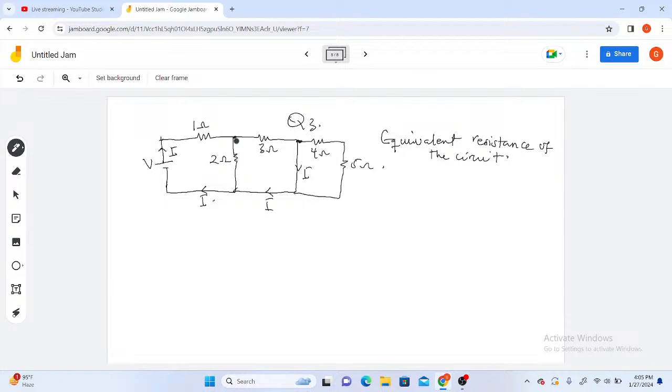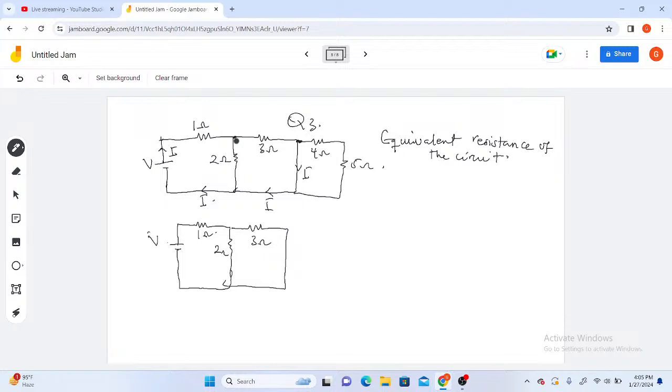For that reason, our effective circuit, which is the V, goes this way, comes this way, like this, like this. So here is our 3 ohm, our 2 ohm, then our 1 ohm. So at this point, finding the equivalent resistance becomes simpler.